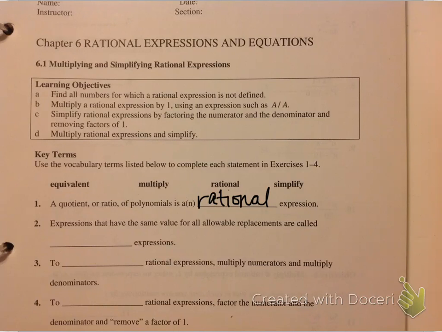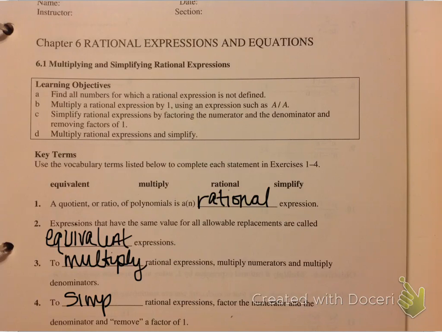Expressions that have the same value for all allowable replacements are called equivalent expressions. To multiply rational expressions, multiply numerators and multiply denominators. And finally, to simplify rational expressions, factor the numerator and denominator and remove a factor of 1.